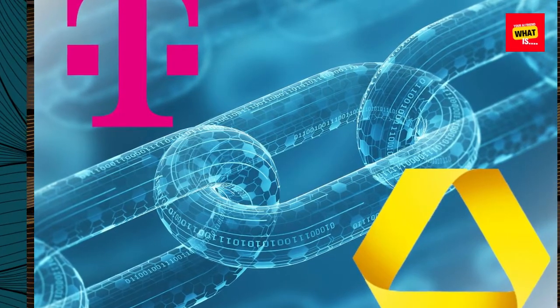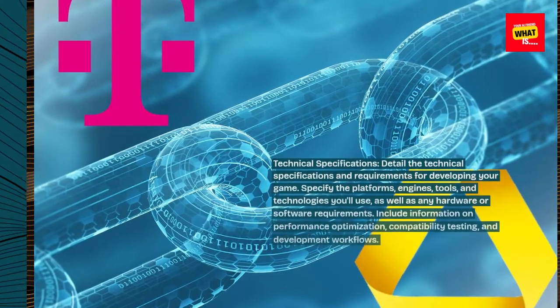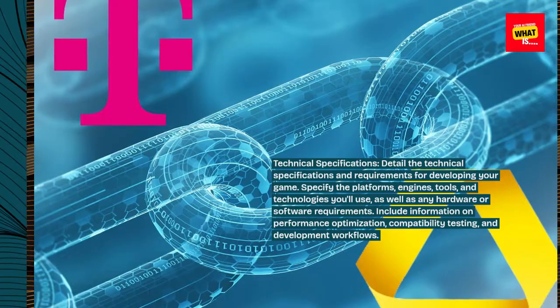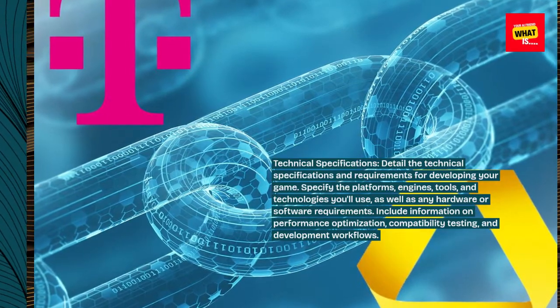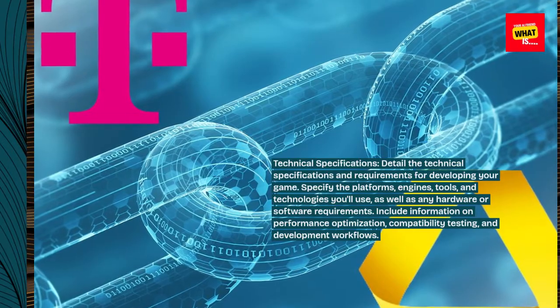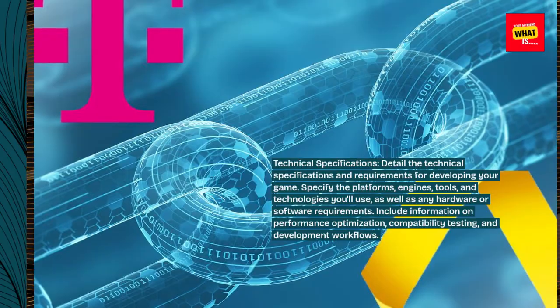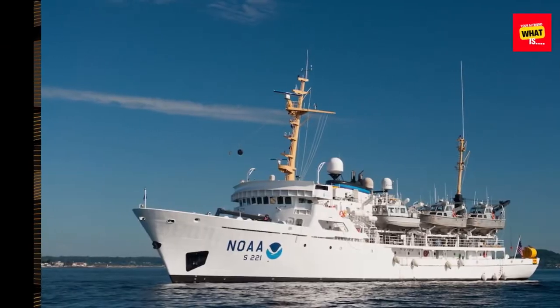Technical specifications. Detail the technical specifications and requirements for developing your game. Specify the platforms, engines, tools, and technologies you'll use, as well as any hardware or software requirements. Include information on performance optimization, compatibility testing, and development workflows.